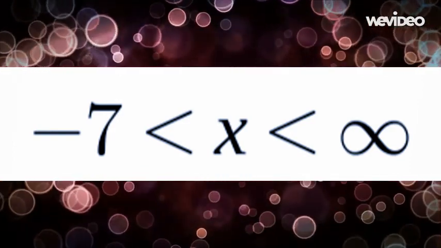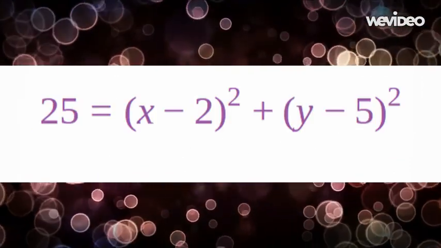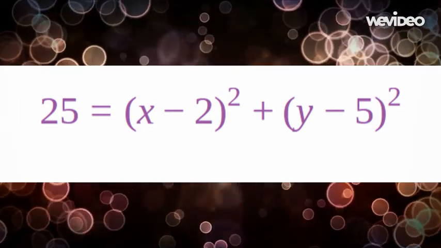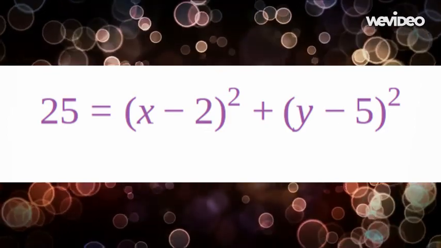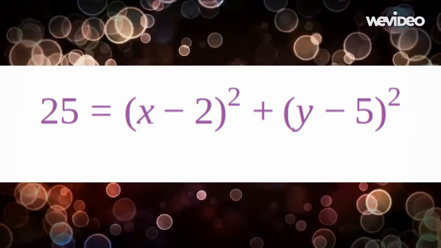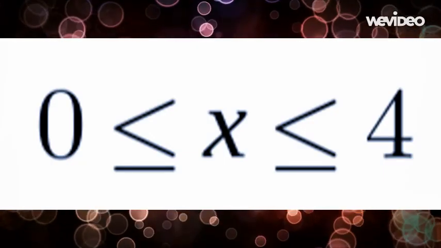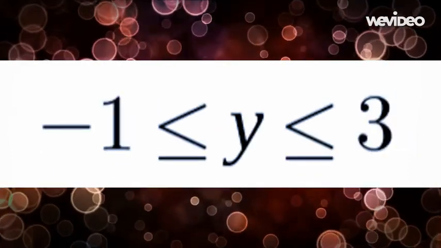Our next example is slightly more challenging. The equation (x - 2)² + (y - 5)² = 25. We will begin by graphing it. It is a circle, so the domain and range are easily seen. The domain is written like this, and the range is written like so.